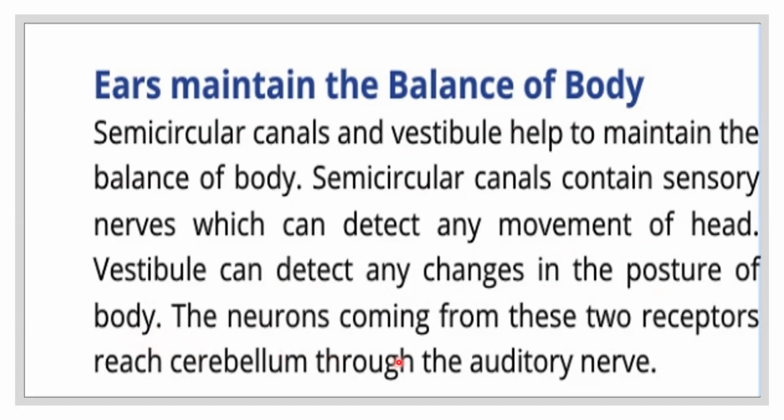The neurons coming from these 2 receptors reach the cerebellum. Cerebellum is a part of brain, and this is also called a small brain, through the auditory nerve. Balance of the body is also maintained by the ear.